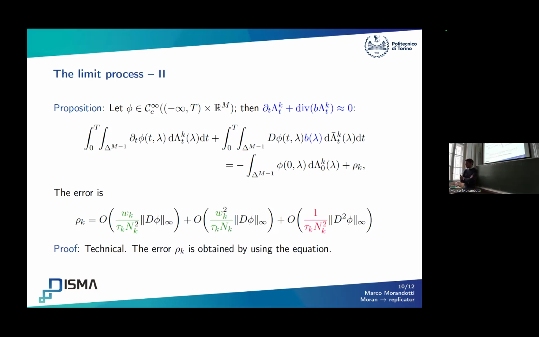So green objects are good. They will do whatever I want them to do, so they vanish, basically. And the red object is the nasty one, in a way that strictly bigger than 1/2. So the proof of this proposition is really, really technical, but you need to use the equation and the rule of update to estimate the error.